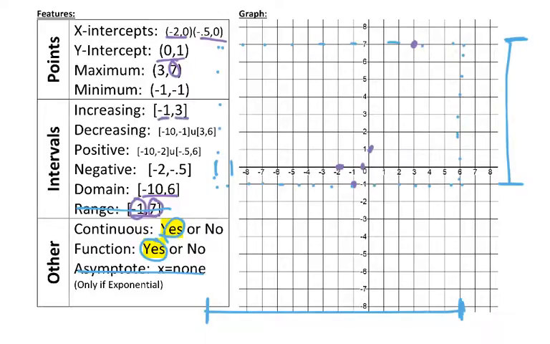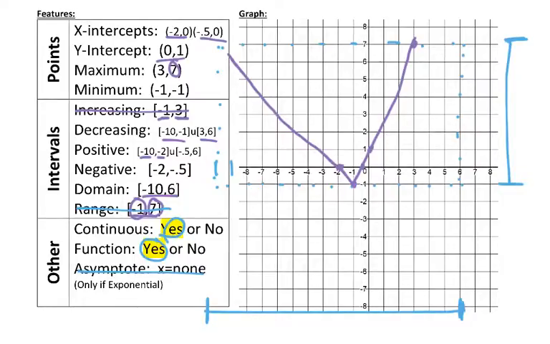Now it's increasing from negative 1 to 3. So that's our lowest point. So it's going to be going up here like this somehow, right? Decreasing in two places. It's positive from -10 to -2. So -10 is going to have to start somewhere up here, and it's going to go down to -2. I don't see any indication of where it's going to start, but it's decreasing, so I know it's going to come like this, but it can't go higher than 7, so maybe right about there.